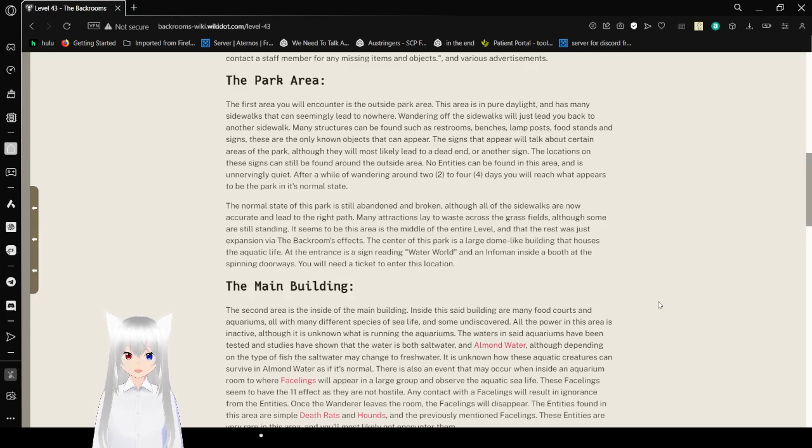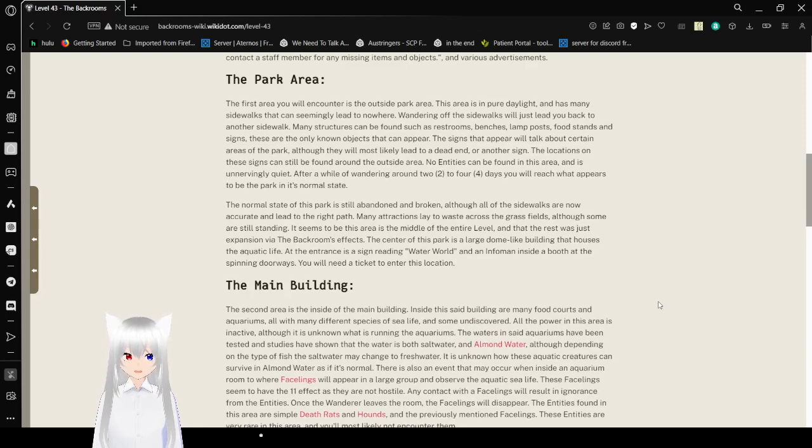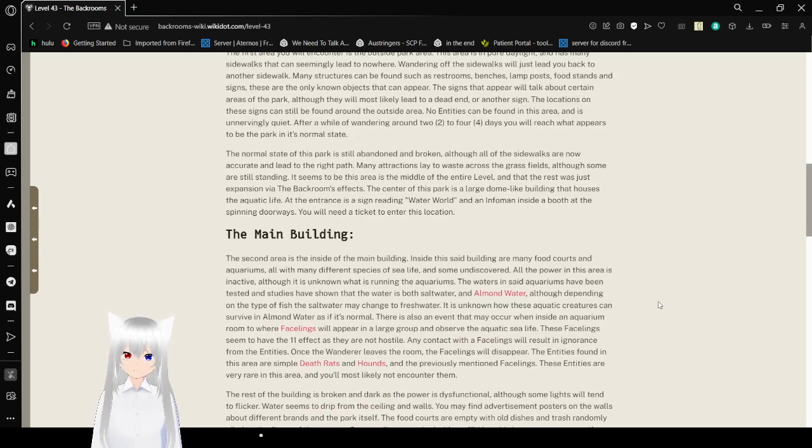After a while of wandering, around 2 to 4 days, you will reach what appears to be the park in its normal state. The normal state of the park is still abandoned and broken, although all of the sidewalks are now accurate and lead to the right path. Many attractions lay across the grass fields, although some are still standing.